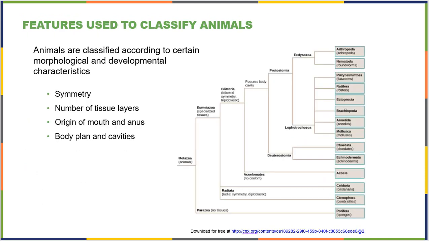We use these different features to classify animals to create this large phylogeny. We look at things like symmetry, and we're going to touch on all these things in just a moment if you don't understand what I'm saying, but we look at things like symmetry, the number of tissue layers that you have, the origin of the mouth and the anus. Was that original blastopore, did that become your mouth, the entrance to your digestive system, or did it become the exit? We look at your body plan and the number of body cavities you have and within those cavities in order to classify you.